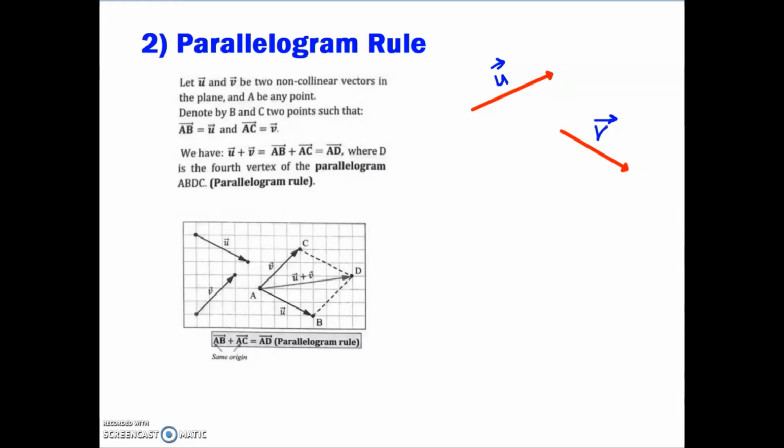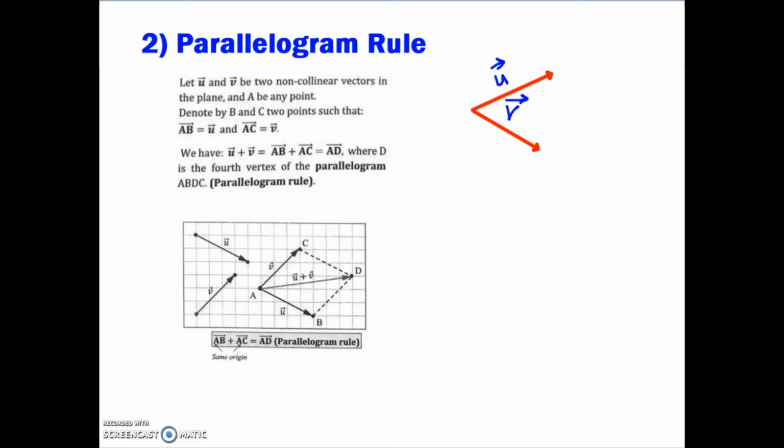Now we are going to do something different. We are going to take one of them and translate it in such a way that the origin of the first is confounded with the origin of the second. So I will do the following. Okay, so now we have u and v starting from the same origin. Now, how do you continue to draw the sum of u and v?